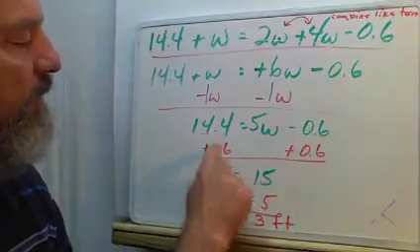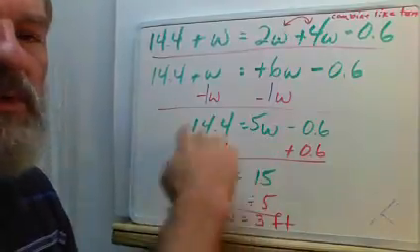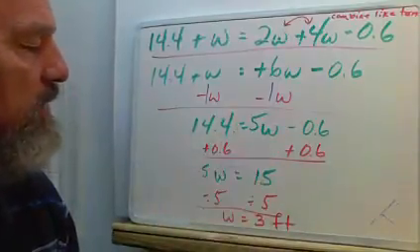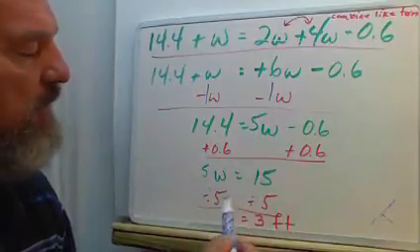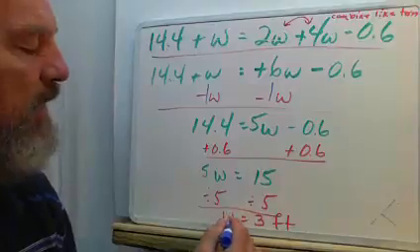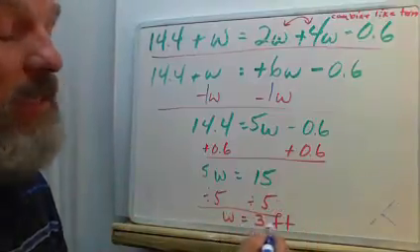We have 15, and then 5W is on the other side. Don't worry about doing this in this case. It is perfectly acceptable to flip them because most kids are more familiar with this. Divide both sides by 5, and we have W equals 3 feet. So now we know one thing: the width is 3 feet.